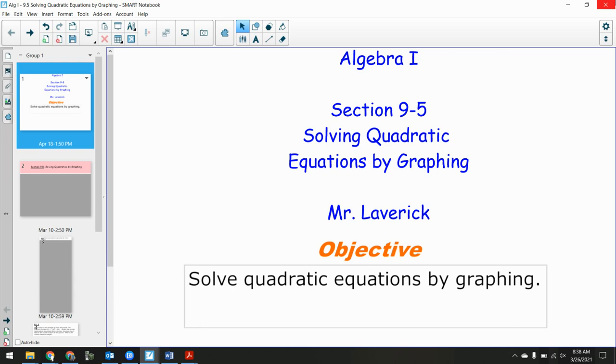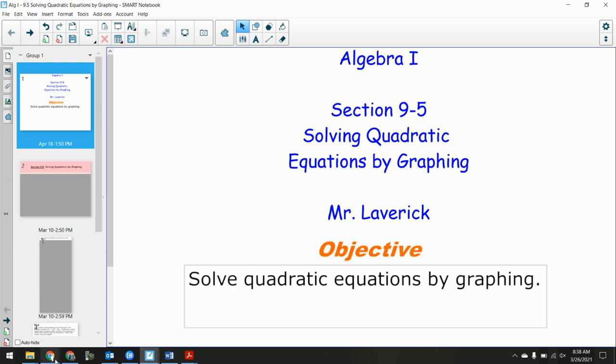So remember what we're doing here at the end of chapter 9. We're finding the zeros. We found them by factoring. We found them by using the square roots. This is finding the zeros by graphing.